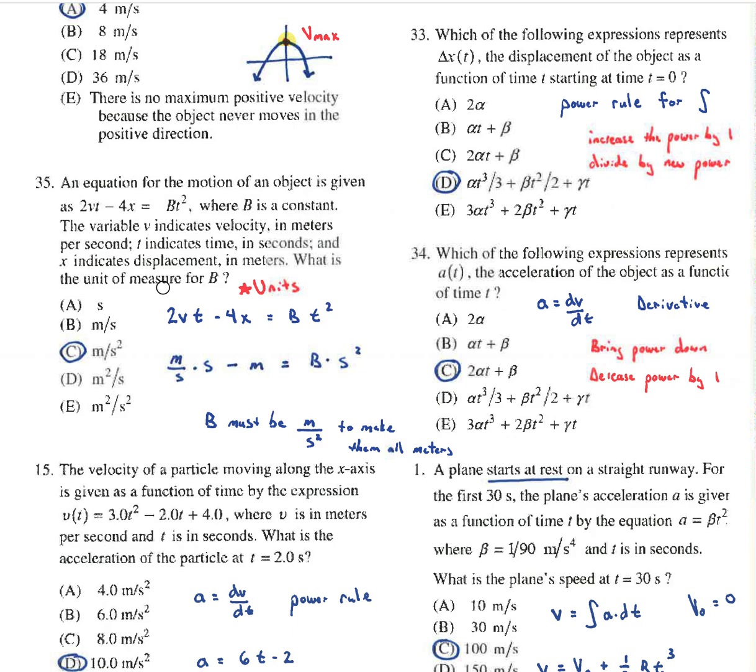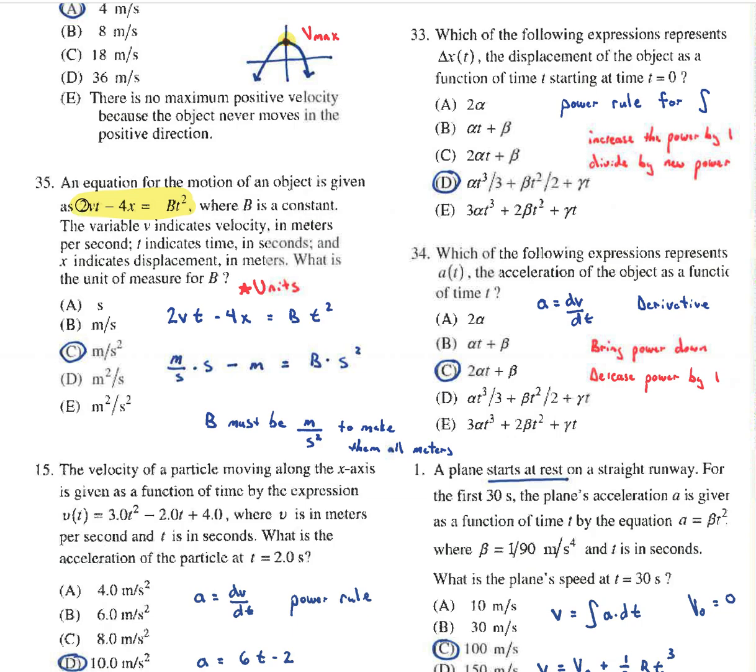So if you look at this, all of these are kind of crazy, but look at that equation. It's 2 times v times t minus 4 times x equals b times t squared, and you want to know the units here. Okay, so what are the units of 4 times x? Well, 4 is a scalar, and x is in meters. So that term is in meters, and since you're adding and subtracting, everything has to be in meters.